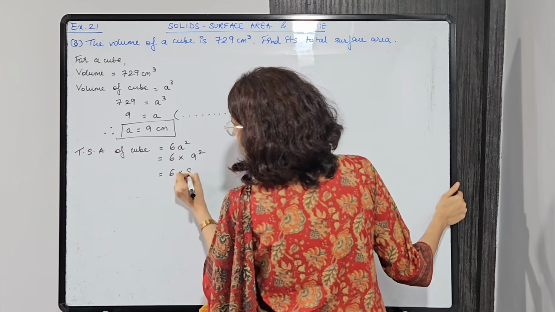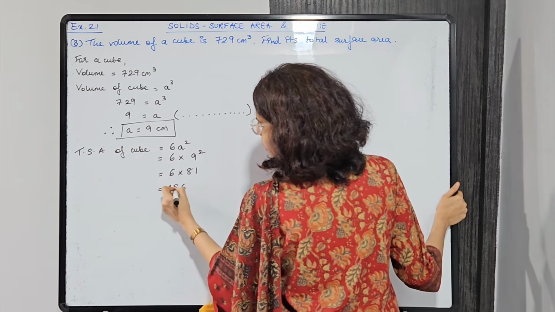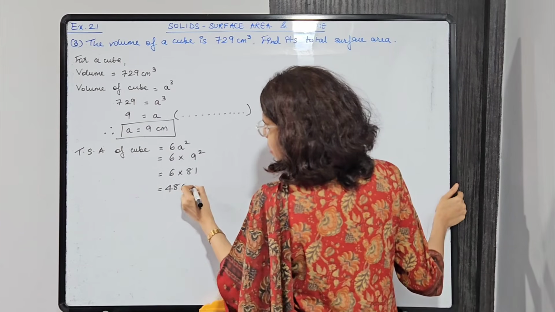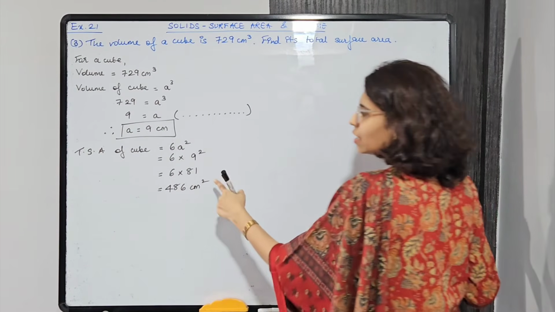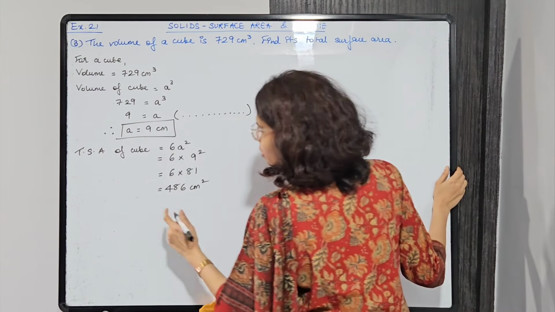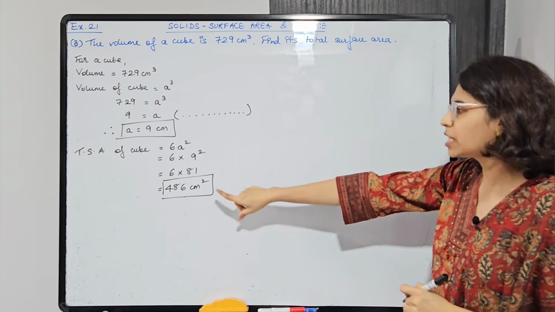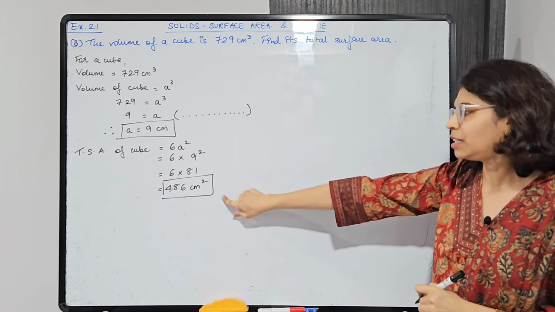That is 6 into 81. 6 ones are 6, 6 eights are 48. So 486 square centimeter. Area है तो square centimeter. Okay, so don't forget the units. बॉक्स कर दो आंसर को. Alright, so total surface area of cube is 486 square centimeter.